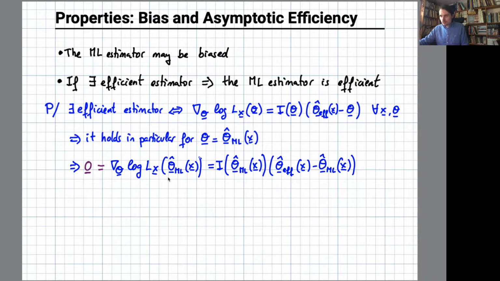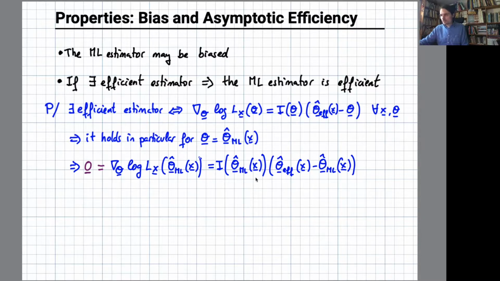And we just now need to note that by the definition of the maximum likelihood estimate as the vector that maximizes the log likelihood function, its gradient is necessarily 0, right? So therefore, from this equation and the definition of maximum likelihood estimator, we conclude that this right-hand side has to be precisely 0, right?